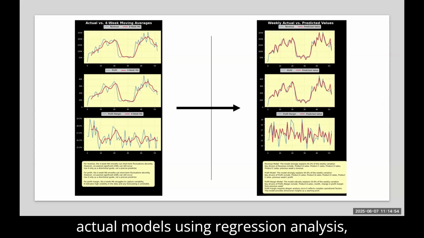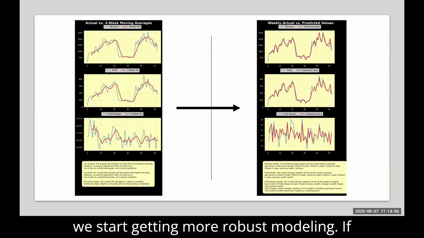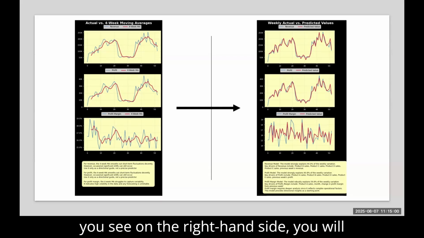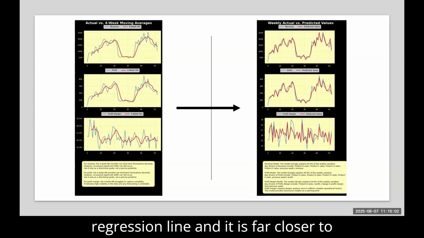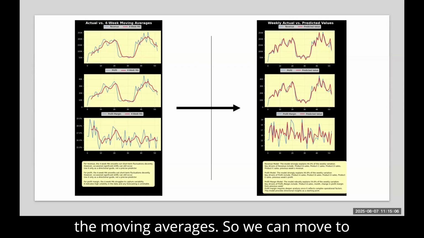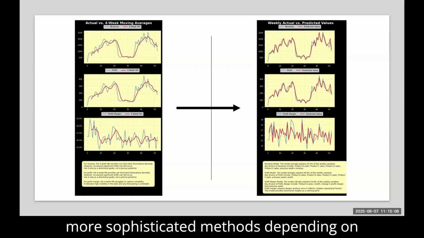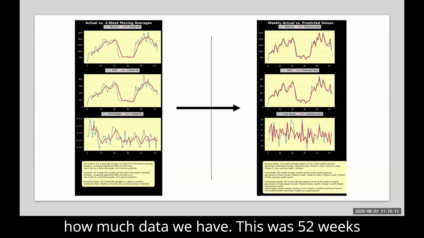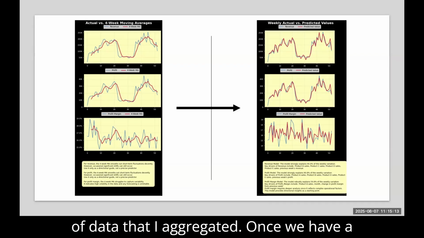When we build actual models using regression analysis, we start getting more robust modeling. If you see on the right-hand side, the red line is the predicted regression line and it is far closer to the existing values than we found with the moving averages. So we can move to more sophisticated methods depending on how much data we have. This was 52 weeks of data that I aggregated.